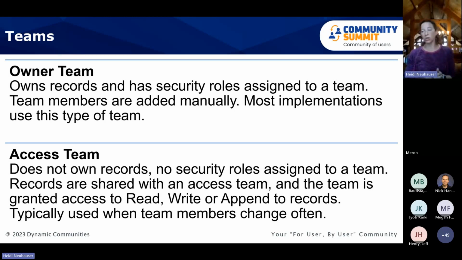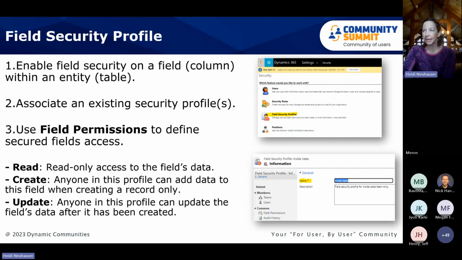Access teams don't own records, so you don't have an owner of your records. It's very, very different. There are no security roles assigned to any team. They vary based on the record itself. So X, Y, and Z company currently is run by Megan and Mohammed and Yodi. Then the other ones are owned by a totally different group of people. So that's used when your team members are changing very, very often. But again, you wouldn't have any security roles assigned to that team. That makes sense. Clear as mud, right?